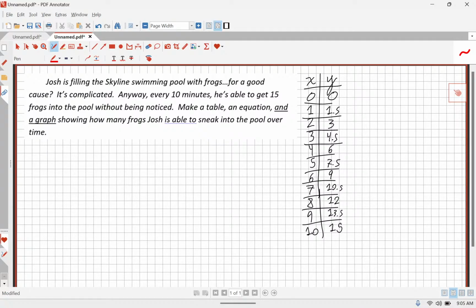Well, for example, Ada, here's what I'm asking. At 0 minutes, there are 0 frogs. Does that make sense in my story? Was there ever a time that he was at it for 0 minutes and there were 0 frogs in there? Great. At 1 minute, there were 1.5 frogs in the pool. Does that make sense in my story? Why not?